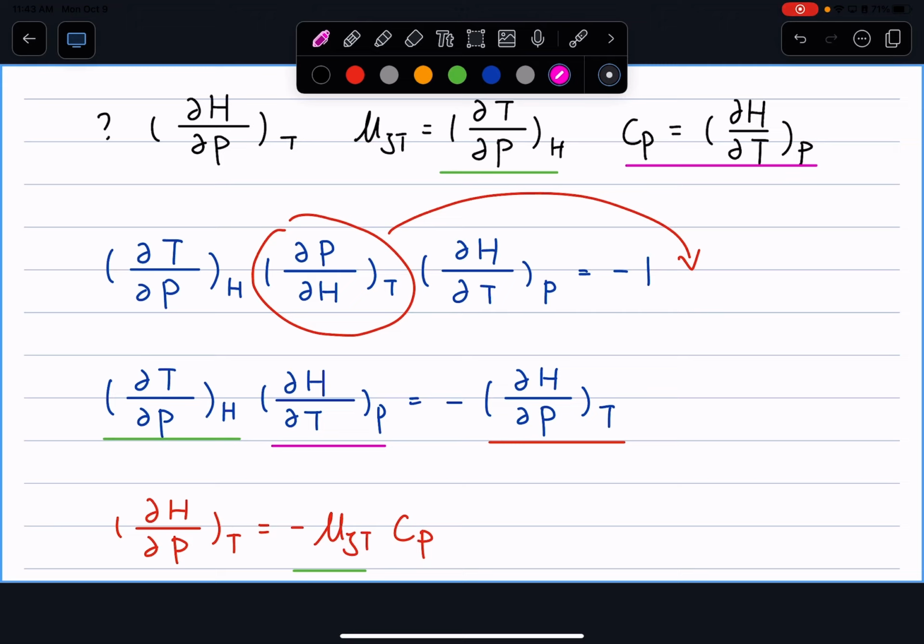All right. So this is a quick demonstration of how we use the chain rule to find out some of the relationships that you don't know how to measure, right? We don't have a thermometer for the enthalpy of a specific system, but we can find out how your enthalpy changes with respect to pressure at constant T.